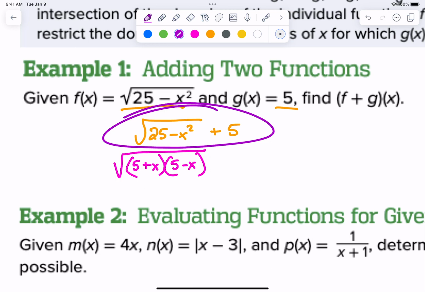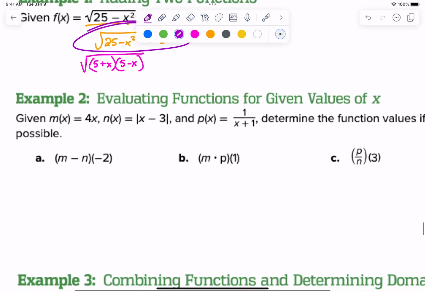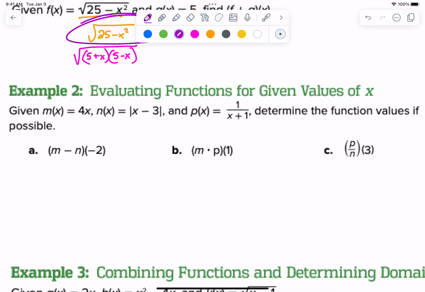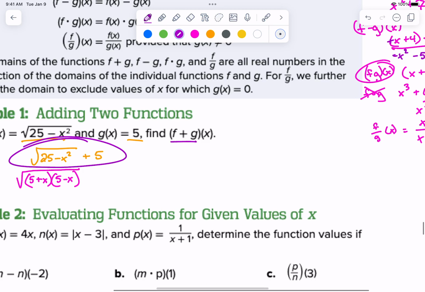Okay, next. All right, now we've got this stuff going on, and they have some different things. Up here they said f plus g of x.